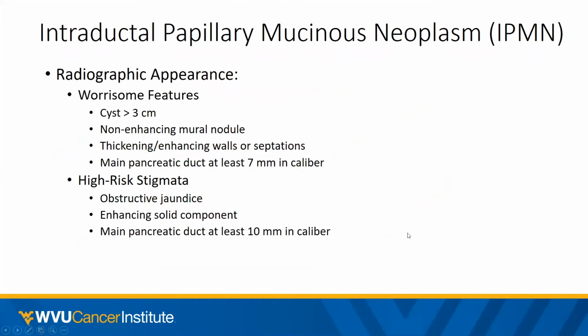So some of the other important things when we're reviewing these cases is to assess an IPMN for features that are either worrisome or high-risk stigmata for high-grade dysplasia or malignancy. Worrisome features have been described as a cyst greater than 3 centimeters, a non-enhancing mural nodule, thickened or enhancing walls or internal septations, and a main pancreatic duct caliber of at least 7 millimeters. Whereas even more concerning would be the high-risk stigmata, which is one of these lesions in association with obstructive jaundice, an enhancing solid component seen by imaging, or the main pancreatic duct being 10 millimeters or greater in dilation.